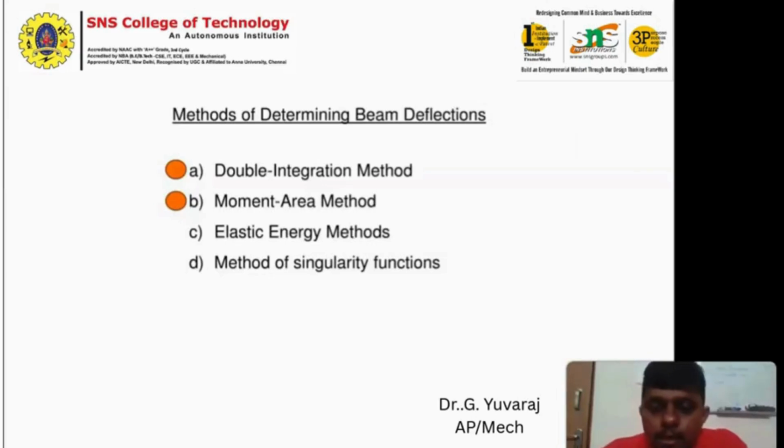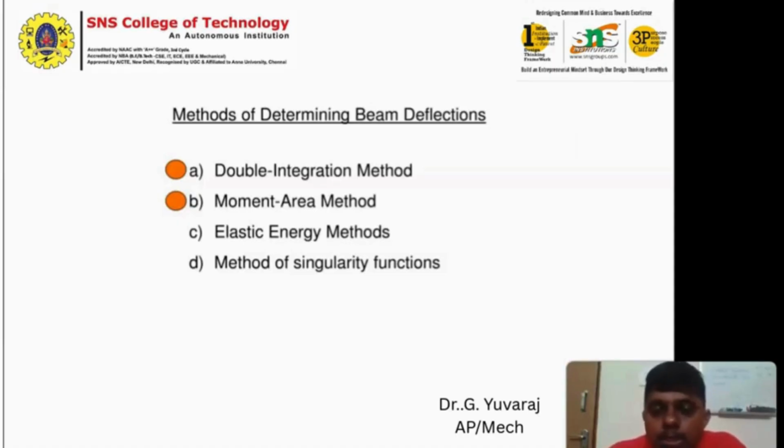Hey guys, in continuation with the previous session, today we are going to discuss beam deflections. In that, we are going to study specifically what is meant by the double integration method and how this method helps to analyze the beam deflection, and following that we are going to study the moment area method.